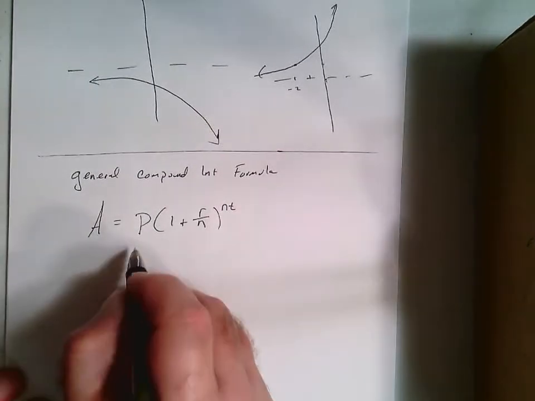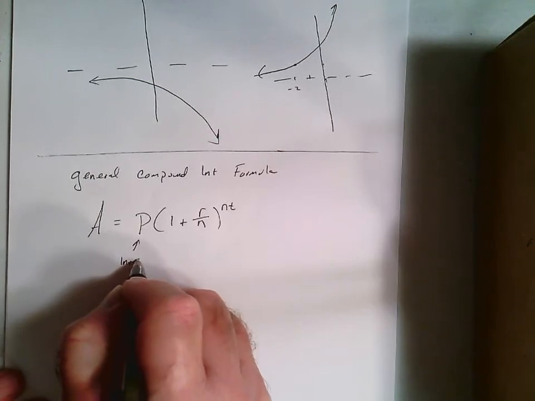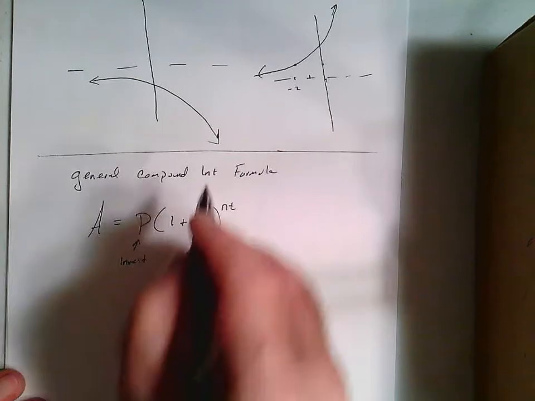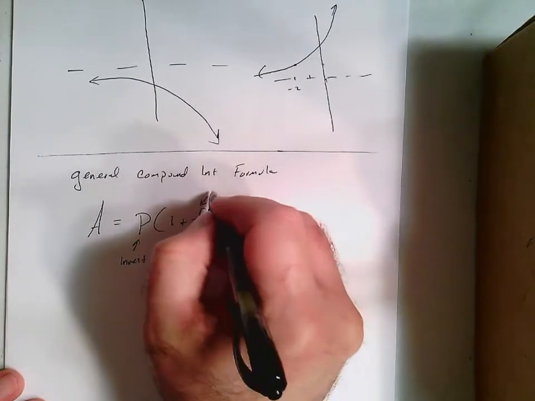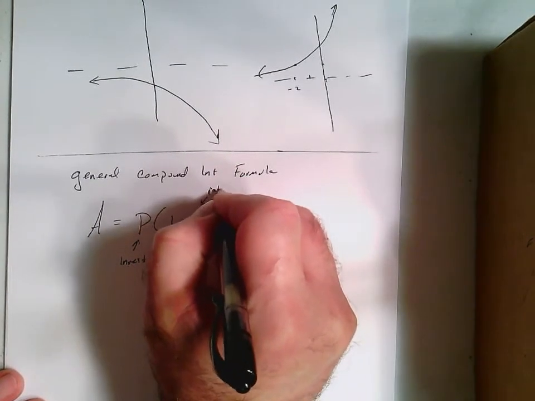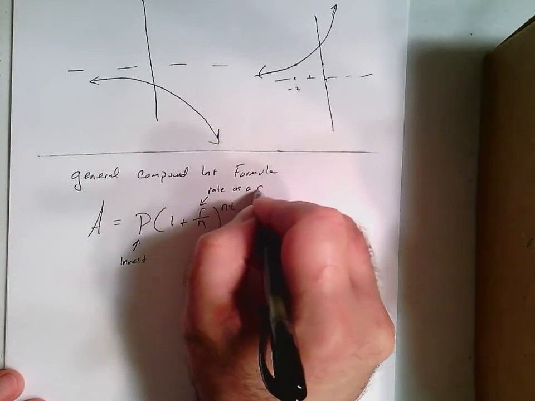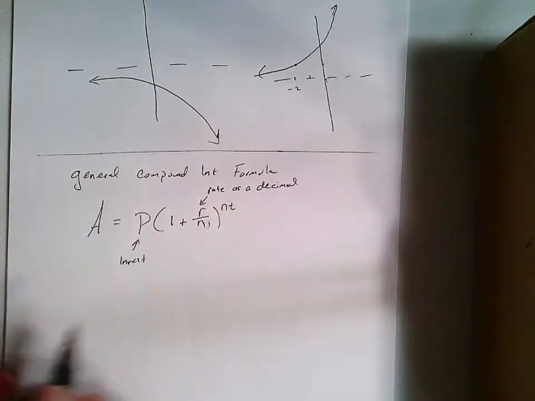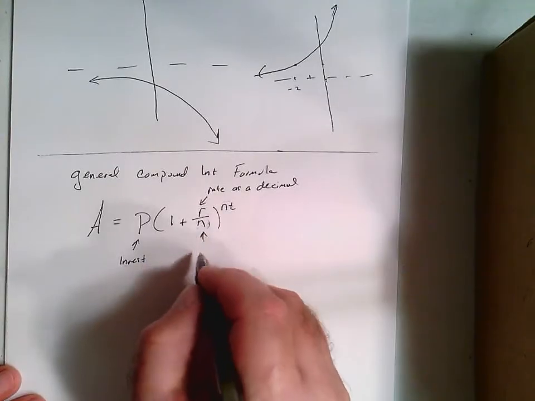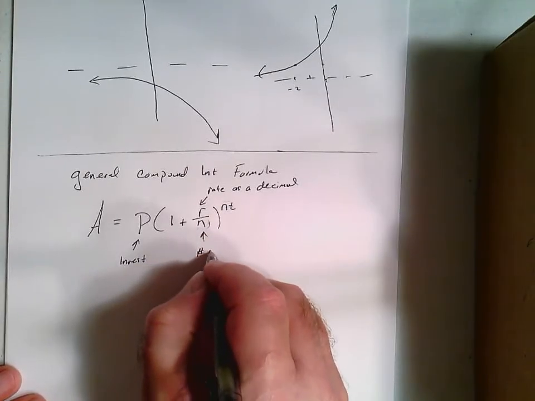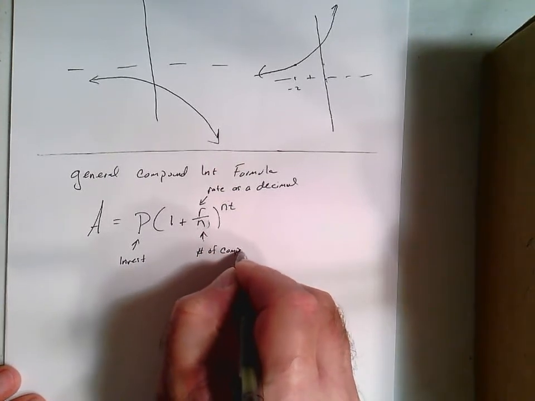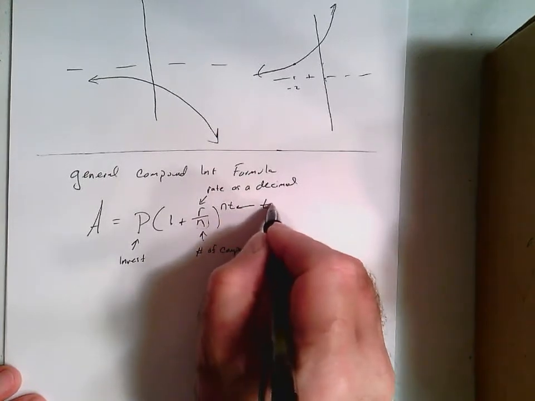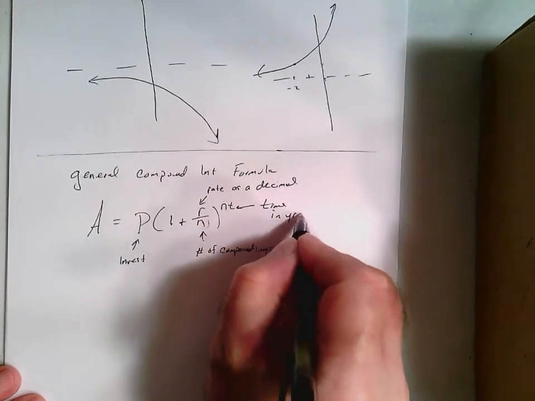But what we got going on, again, this is my investment. That's because I get 100% of my investment plus whatever my interest rate is, and that's got to be a decimal. So that's my rate as a decimal. And then this represents the number of times we compound per year. So number of compoundings. And then t is my time in years.